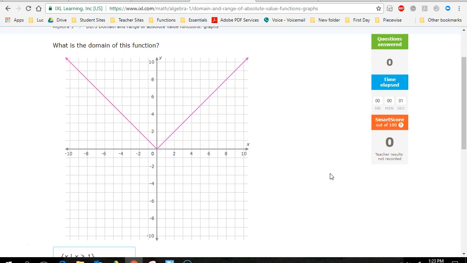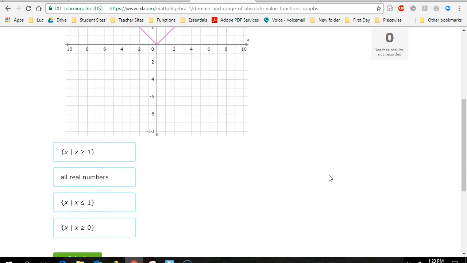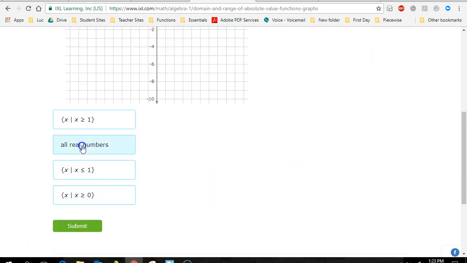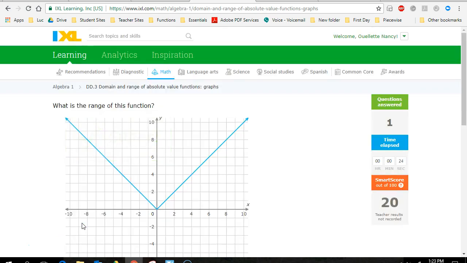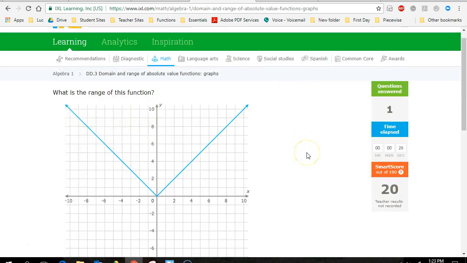And you might remember we talked about this before. If it asks you for the domain of a function, all you have to remember is that the domain is all the x values, and on an absolute value function the domain is going to be all real numbers. So every time you see what is the domain of this function, your answer is all real numbers. Now range is a little bit different.